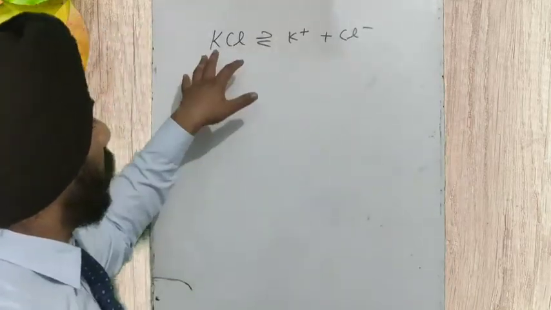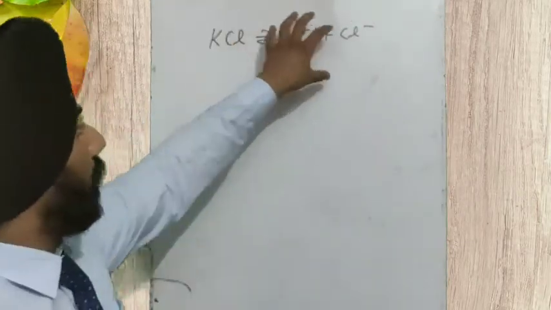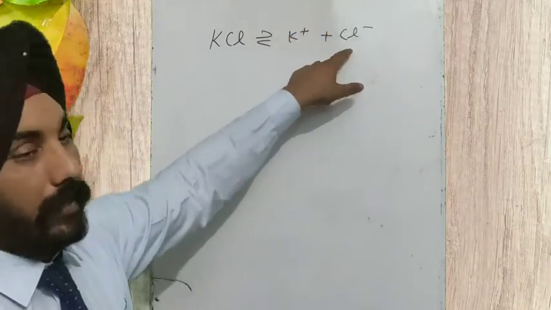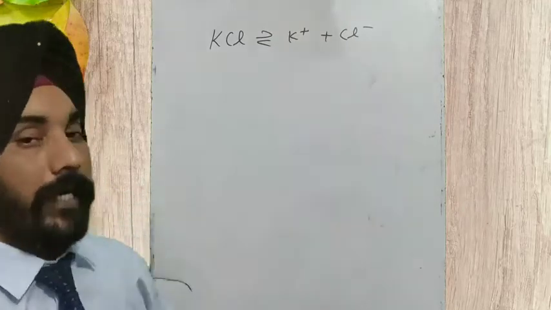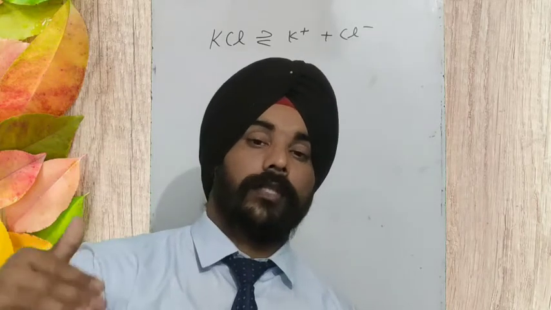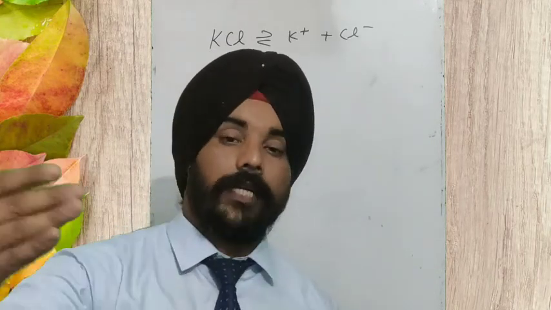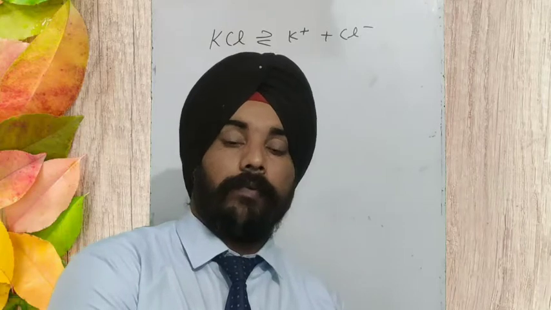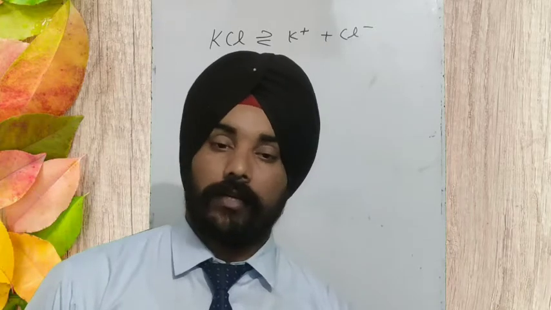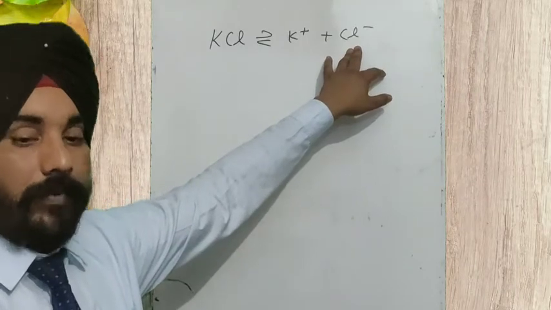So in the case of KCl, earlier it was only one particle, now it is two particles. There are two individual ions, K plus and Cl minus. So what happens in the case of KCl? The number of moles of solute particles is increasing, so the colligative property is going to increase, because colligative property is directly proportional to the number of moles of solute particles.